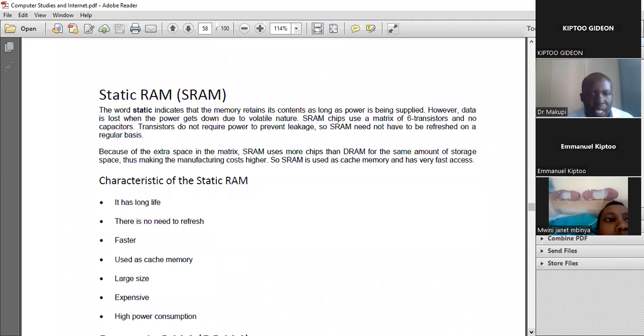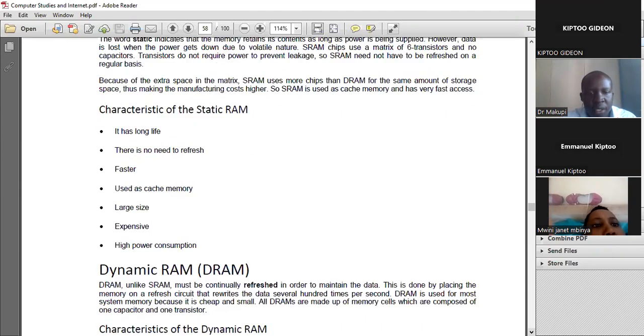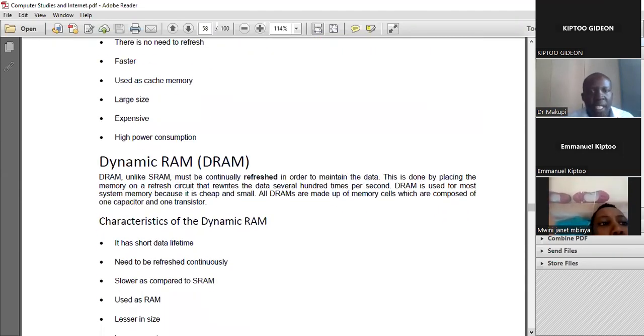Again, in its working, they don't need to be refreshed every other time. They are faster and are used as cache memories. They are comparably large in size compared to DRAM. They're expensive and have high power consumption. When I'm saying those characteristics, I'm talking with respect to DRAM. The DRAM, on the other hand, unlike the SRAM, needs to be continuously refreshed. That is the key difference. This one you need to refresh continually; the other one you don't need to refresh.